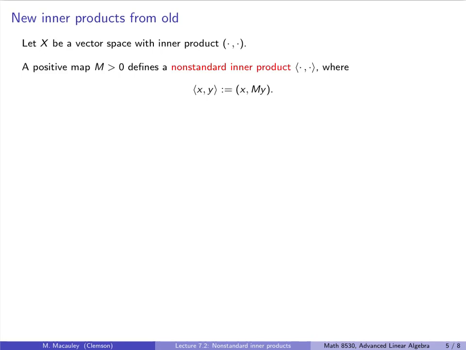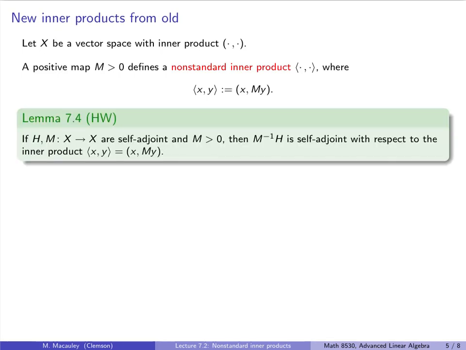But first, I really want to emphasize an important point, and that is that being self-adjoint is a property of the inner product structure. So there are going to be linear maps that are self-adjoint in one inner product space, but not in another, or vice versa. So here's a lemma. I said it as a homework, but I think I'll do it because it's very simple. If H and M are self-adjoint with respect to some inner product, and M is positive, then M inverse H is self-adjoint with respect to the non-standard inner product defined above.